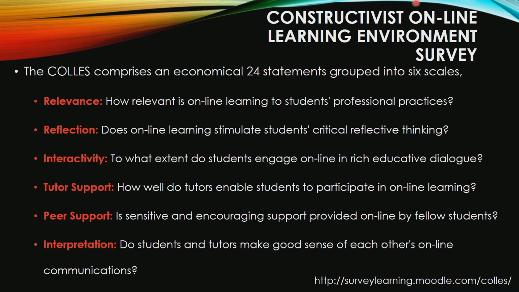Next is constructivist online learning environment survey. In this type of survey, there are 24 statements grouped into 6 scales. So under every topic, there will be a set of questions for which the student is allowed to answer. This survey provides multiple choice options for a student to select.